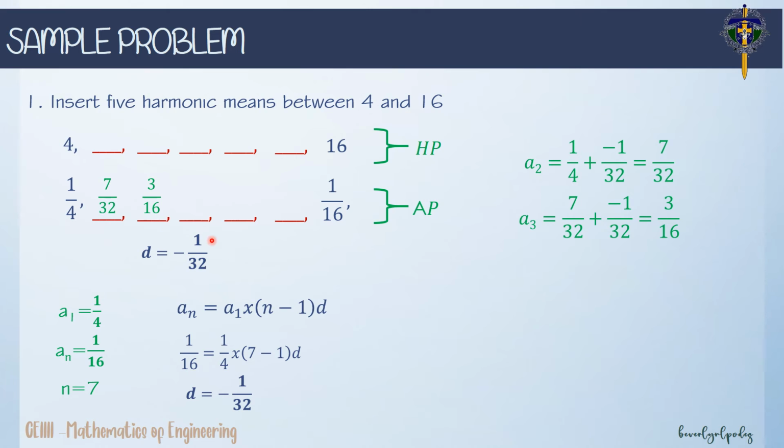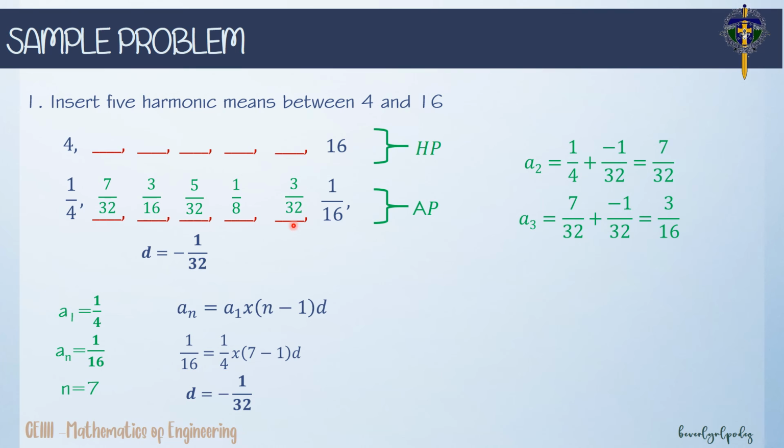Since we know the common difference, it would be easier for us to simply calculate every successive term. So for the fourth term, this is simply 3 all over 16 plus negative 1 over 32, and that is 5 all over 32. Next, for the fifth term, this is simply 5 all over 32 plus the common difference, which is negative 1 over 32. So this is 1/8. And then the sixth term is simply 1/8 plus negative 1 all over 32, and that is 3 all over 32.